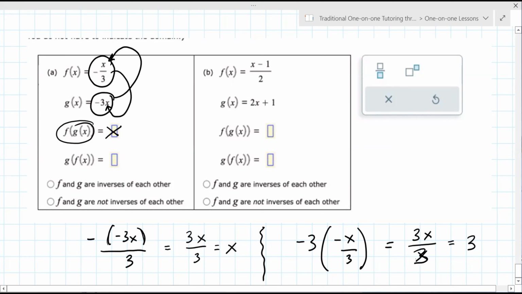Sorry, that was 3. It does become x. Yes. So these are inverses, inverses when they're both x.